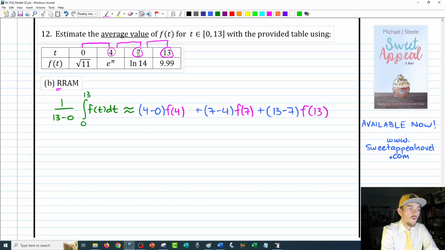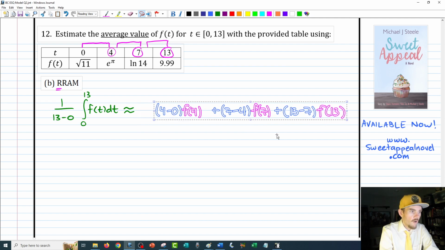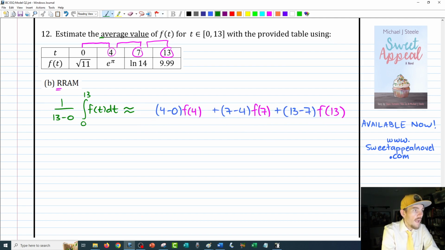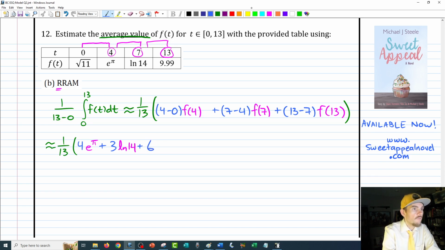Now from here, oh, and once again, look at that, because I was copying it over, I almost copied the same mistake from before. We are doing the average value of f on 0 to 13, so we also need to multiply this entire thing by 1/13. Notice I'm putting those big parentheses there. Down below then, this is going to be equal to 1/13 of, we're going to have 4 times f of 4, and f of 4 is e to the pi. Our next bit is going to be 3 times f of 7, and f of 7 is ln of 14. And then last but not least, we're going to have 6 times f of 13, which is 9.99, almost 10.